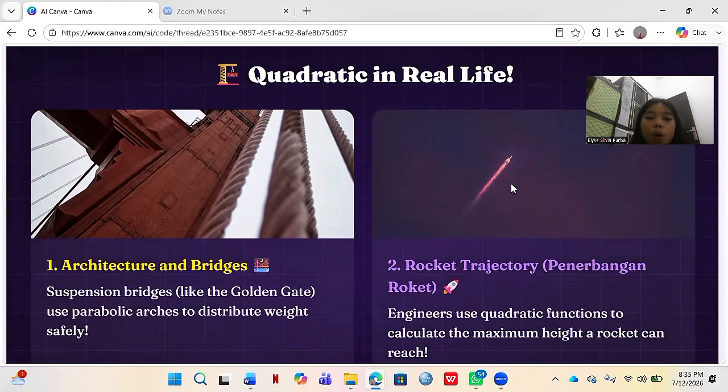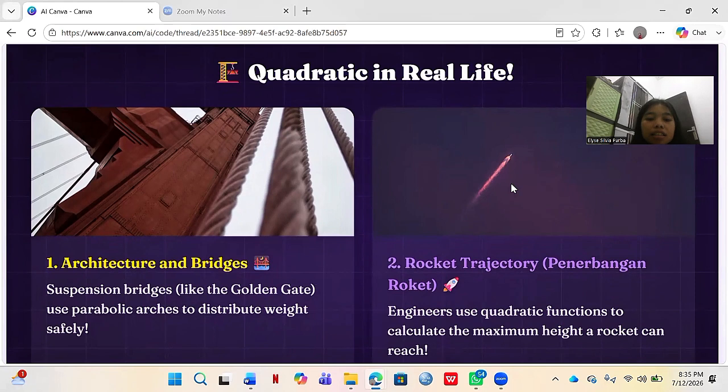You might ask, why do we study this in school? Where is the application? Well, civil engineers use quadratic curves to design suspension bridges. This specific shape helps distribute the weight evenly so the bridge does not collapse. Also, aerospace engineers use this function to calculate the maximum height of a rocket launch.